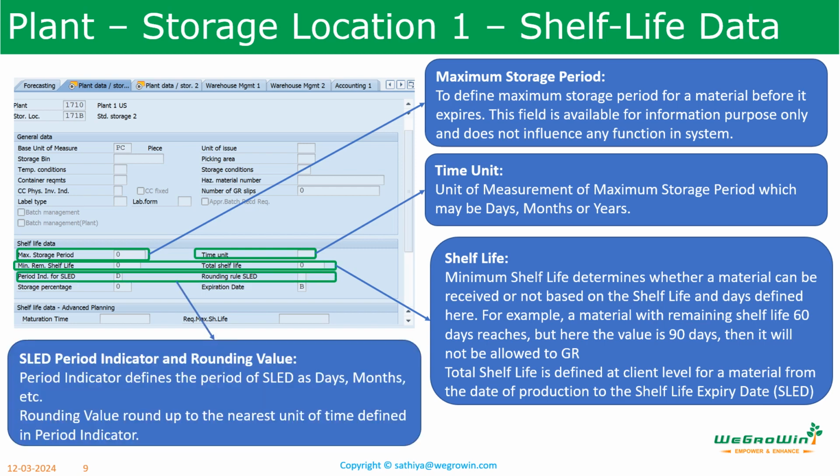And then the shelf life expiry date period indicator and rounding value. Here the period indicator defines the period like days, months, etc. Rounding value rounds up to the nearest unit of measurement defined in the period indicator.